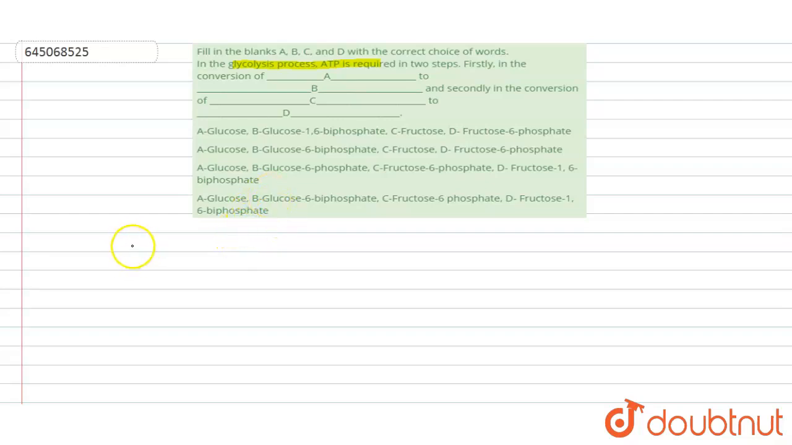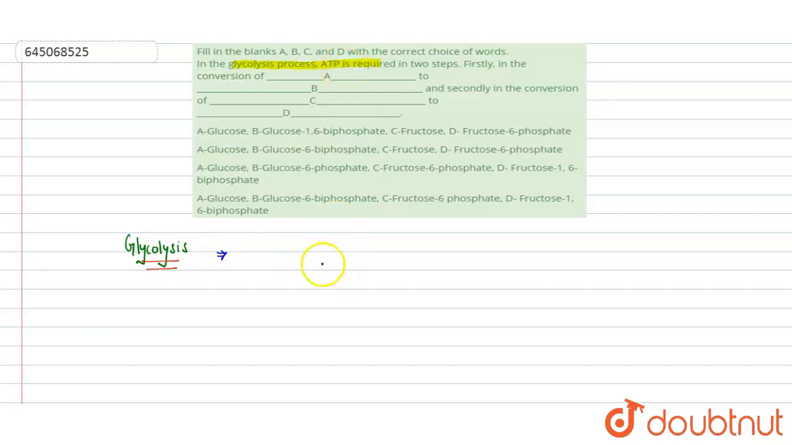So if you see, glycolysis is the first step in respiration. It is common in both aerobic and anaerobic respiration, and this glycolysis occurs in cytoplasm. In glycolysis there are two phases, preparatory and payoff phase. And in the preparatory phase ATP is used, that is ATP is required.